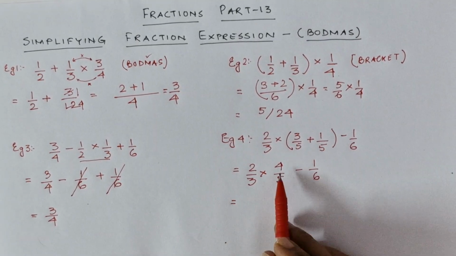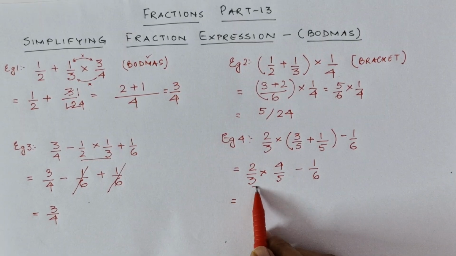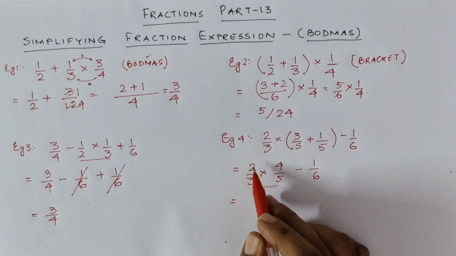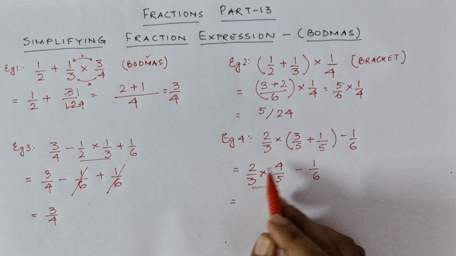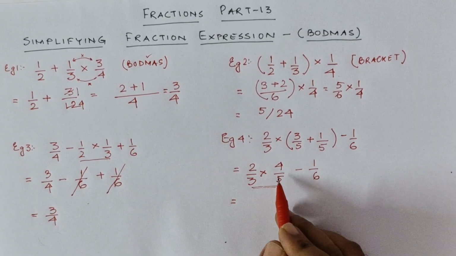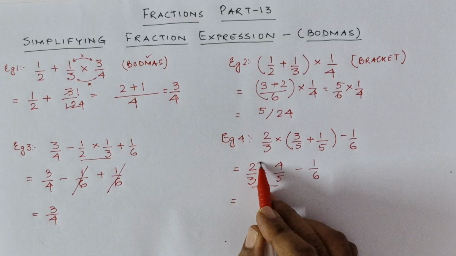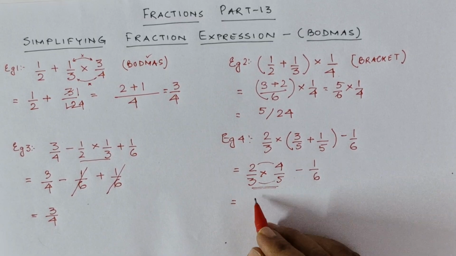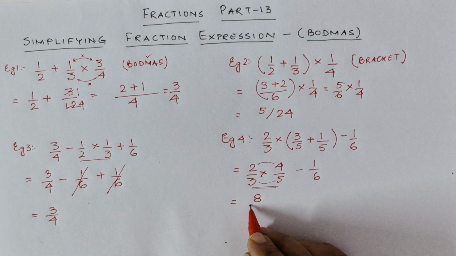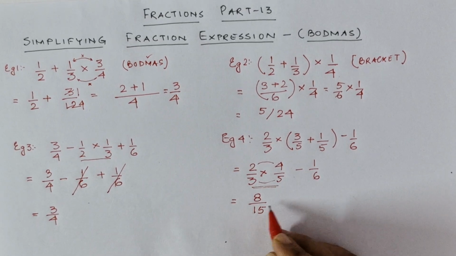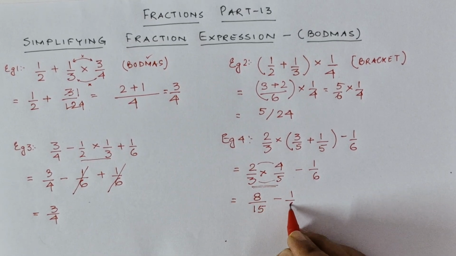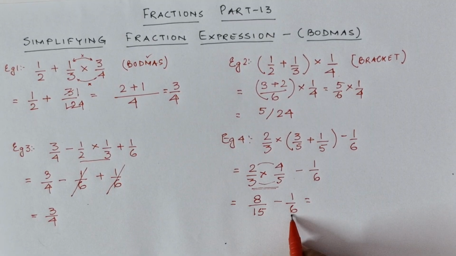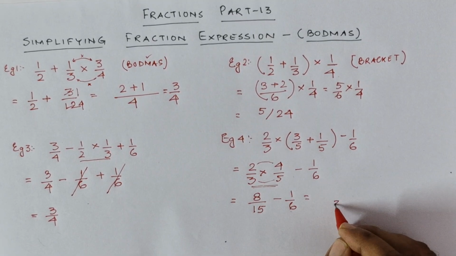So here we'll do the multiplication. Is there anything common between the numerators and the denominators? Then cancel before the multiplication. We don't have any, so straight away multiply the numerators and divide by the multiplication of the denominators. So it becomes 4 2s are 8 and 3 5s are 15, minus 1 by 6. Got it? So what is the LCM of 15 and 6? It is 30.